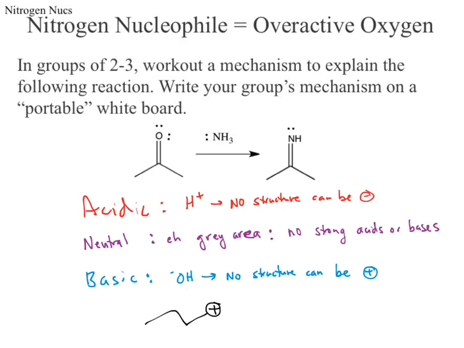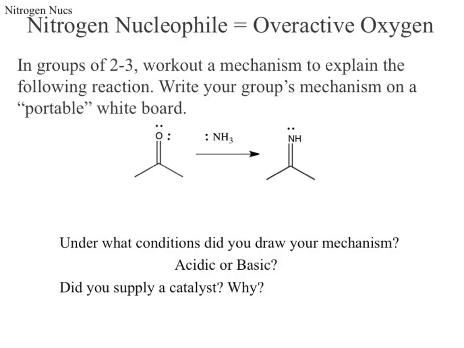If we go under strongly basic conditions, we're going to overall have negative charges because we're adding a negatively charged species to start with. Okay? But if I run under neutral conditions, and during my mechanism I have, like, one oxygen negative, is that correct? What conditions do we run with our nitrogens? We run under acidic conditions. That is how our nitrogen will function best, under acidic conditions, just like our oxygen.